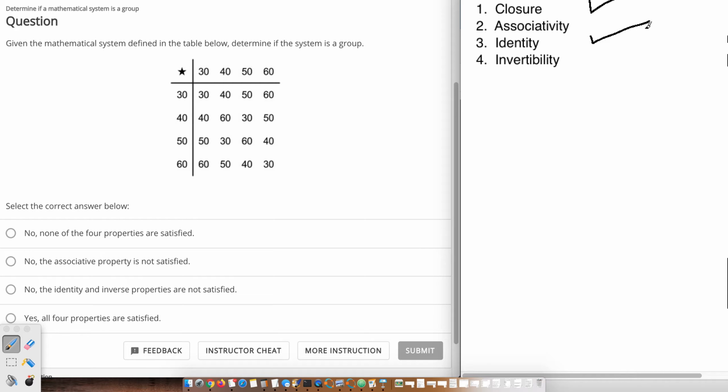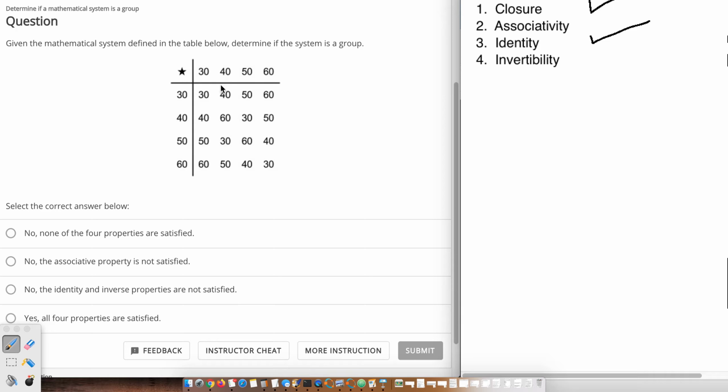And for it to be invertible, it means you should be able to get the identity element from some sort of operation. In other words, you should be able to get out 30 for each element. You should be able to pair 40 with some other element and get out 30. And we can, right? 40 star 50 gives us 30. So we'd say that's left invertible. You want to check it right: 50 paired with 40 gives us 30. So that checks out. 40 is invertible.